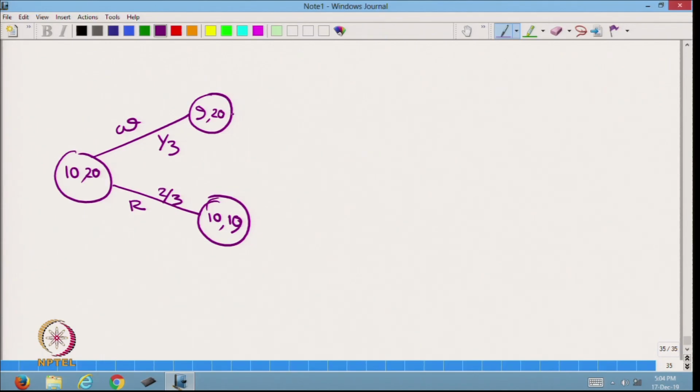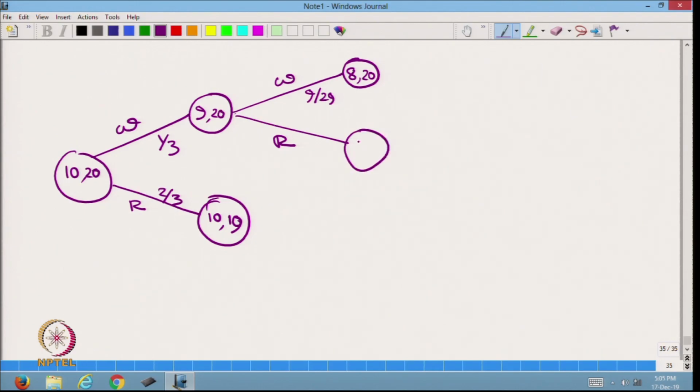After this, we are drawing the second ball, which may be white, which may be red, and if it is white, the configuration becomes 8 white and 20 red, and this probability is going to be 9/29, and if a red ball is drawn, it is going to be 9 white and 19 red, and this probability is going to be 20/29.